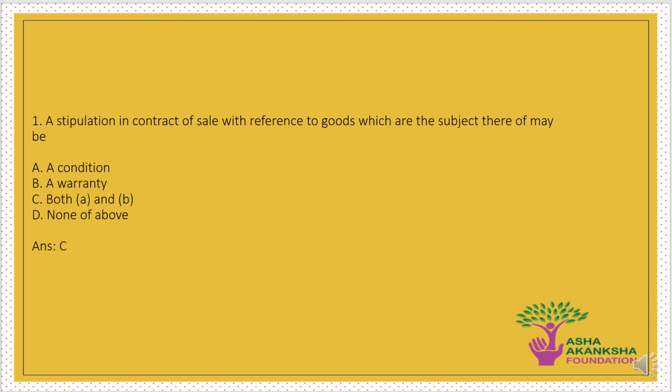A stipulation in a contract of sale with reference to goods which are the subject thereof may be which of the following? Options are A, a condition, B, a warranty, C, both A and B, or D, none of the above. The correct answer is option C, both A and B, which means a stipulation in a contract of sale with reference to goods which are the subject thereof may be a condition as well as a warranty.